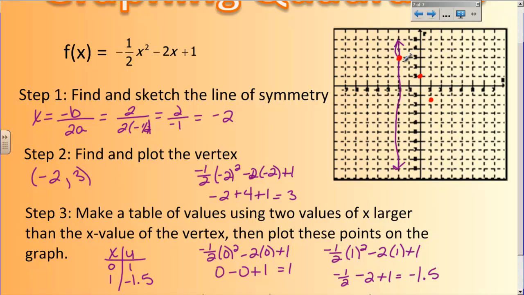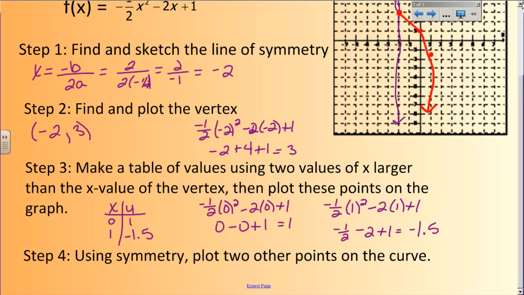This gives me half of my parabola. It's kind of an ugly thing, but if you use symmetry, because that's the next step that I have, it says use symmetry, plot two other points on the curve.